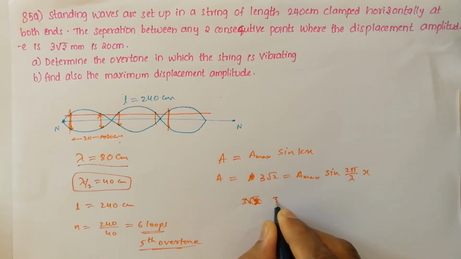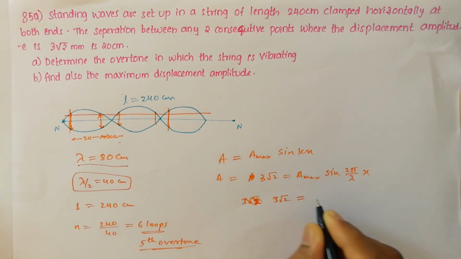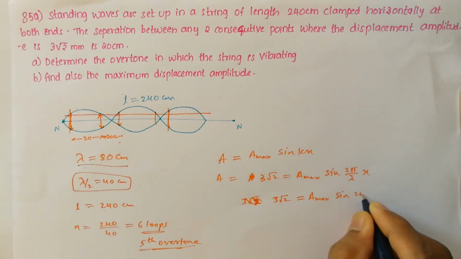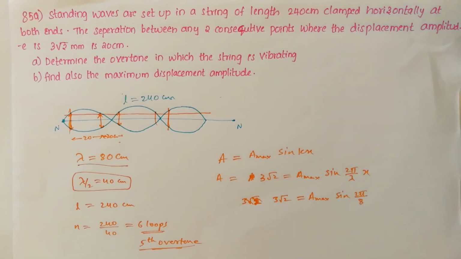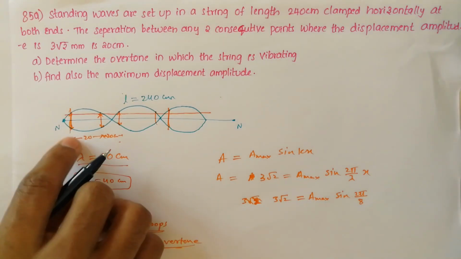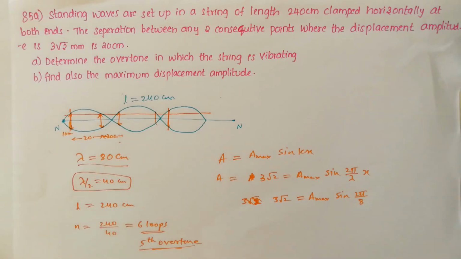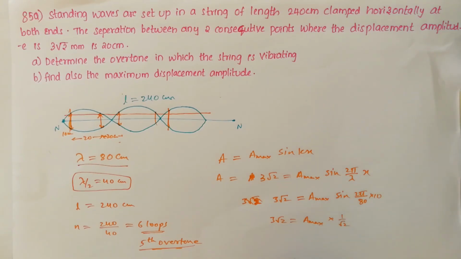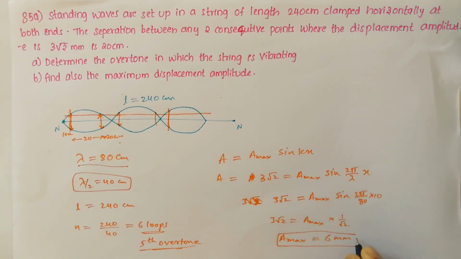So 3 root 2 is equal to A maximum into sine of 2 pi by lambda, which is 80. So we know 3 root 2 is at a distance, this distance will be 10 centimeter. So into 10, 80 into 10. So from here we'll get pi by 4. So 3 root 2 is equal to A maximum into 1 by root 2. So from here A maximum is 6 mm. So this is how to solve the question.